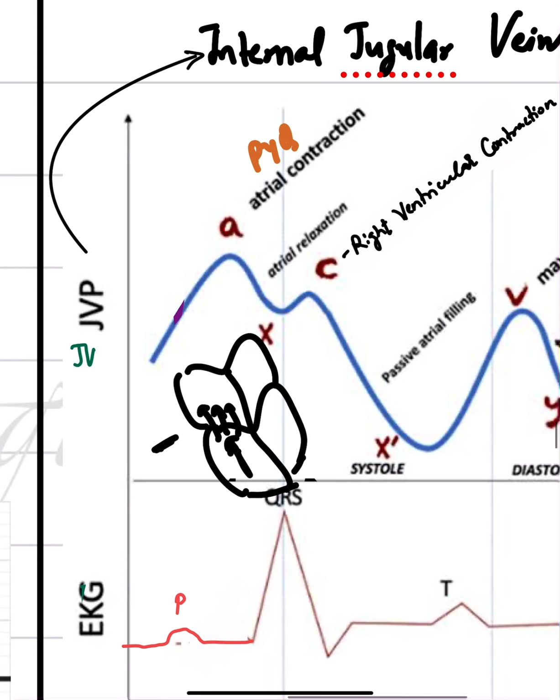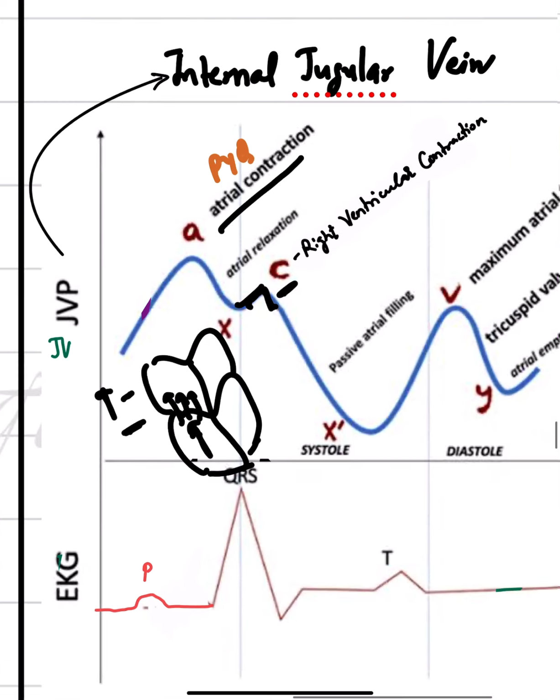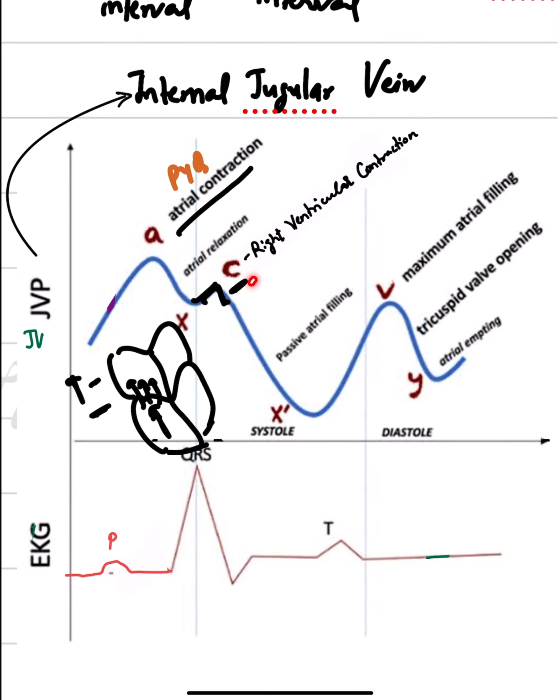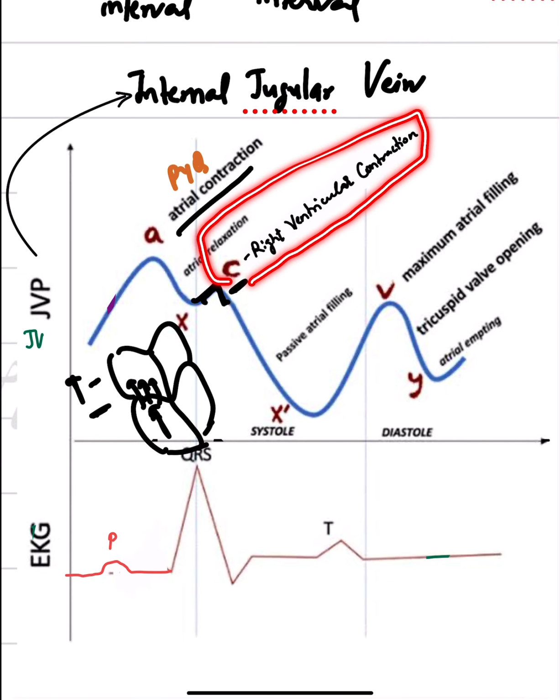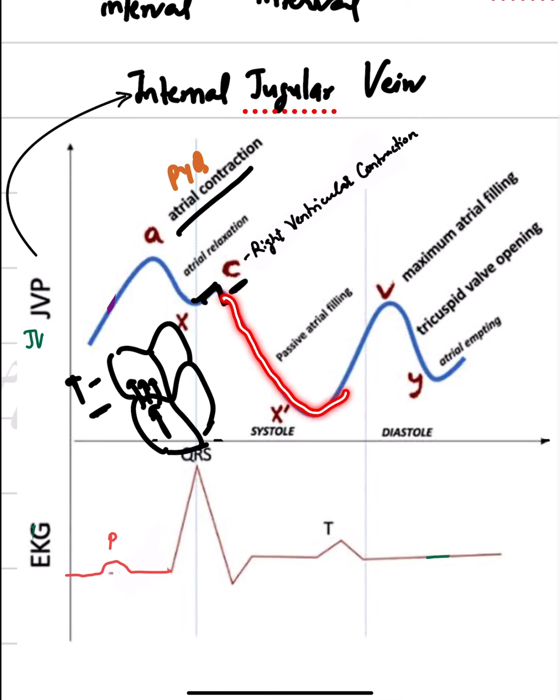What is bulging? The tricuspid valve is bulging. If the tricuspid valve is bulging, it will lead to a sudden upstroke. That's why we see the C wave as an upstroke, not as strong as atrial contraction, but we see a little spike. So this is showing right ventricular contraction followed by passive atrial filling, meaning the atria are filling passively.